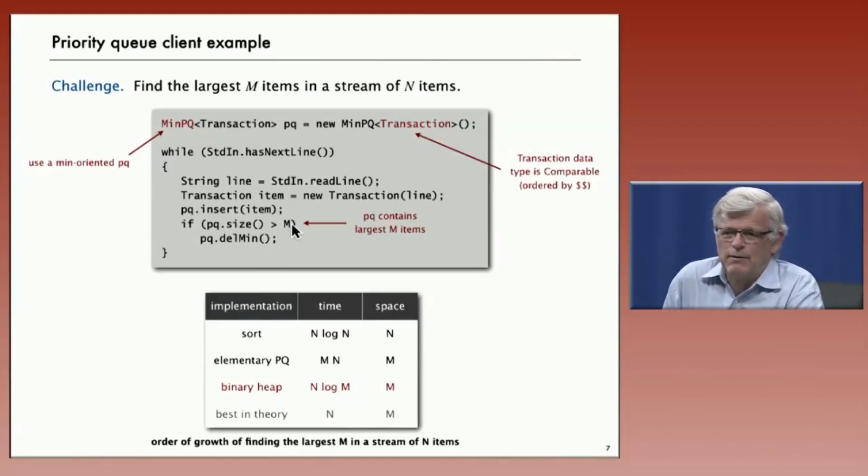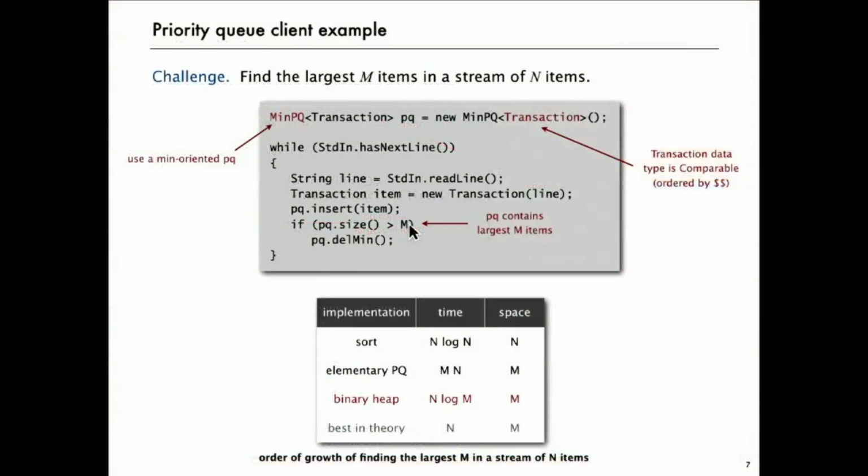Now, how are we going to implement or solve this problem? Well, you can think of lots of ways to solve this problem of finding the largest M items in a stream of N items. For example, you could sort them and then just look at the M at the end. But by setting up the problem, I already kind of ruled that one out because we don't have the space to sort them all, to store them all. So sort is out of the question.